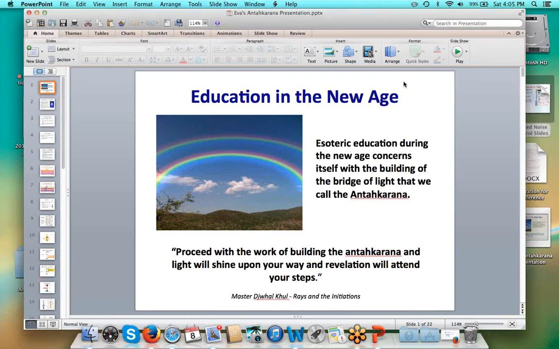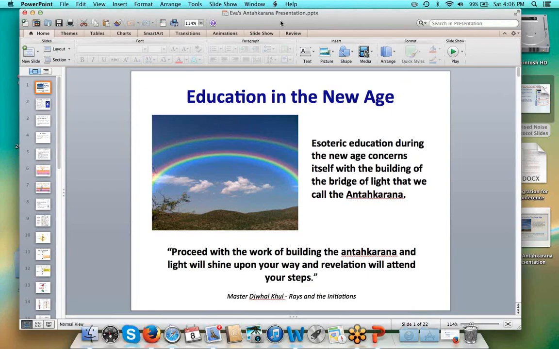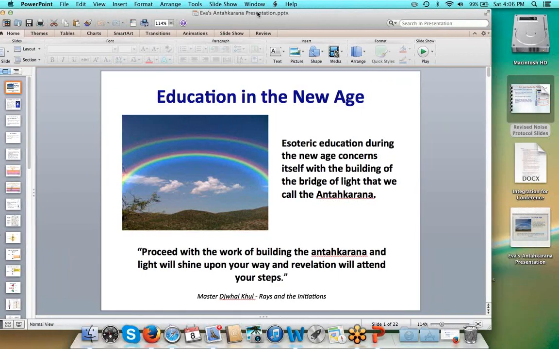So I think the best way to work with this is we're going to start with the little teaching that we have on the Antahkarana, and then from there we'll proceed to more and more questions that are totally unrelated. But as I'm going along, if you feel you'd like to ask a question related to the subject matter, please do raise your hand so that we don't skip over that part of whatever question you might have.